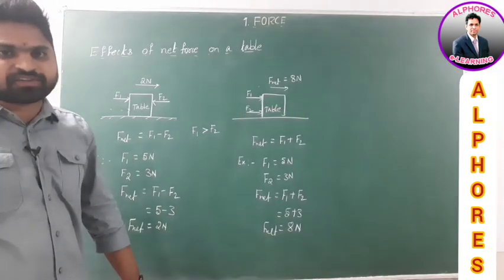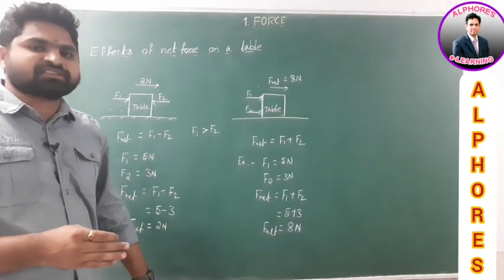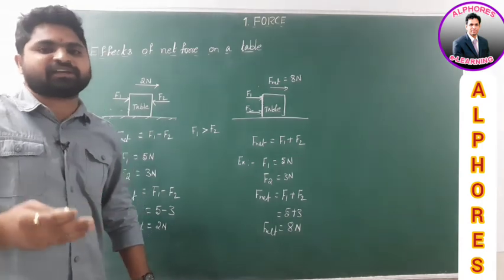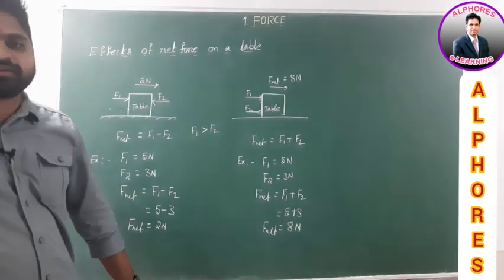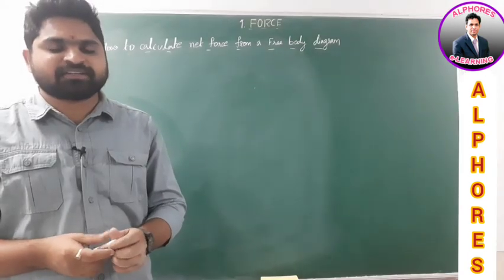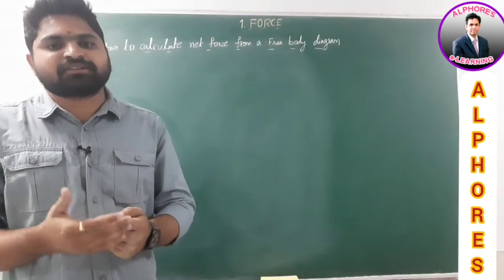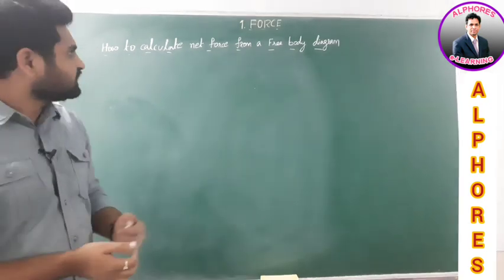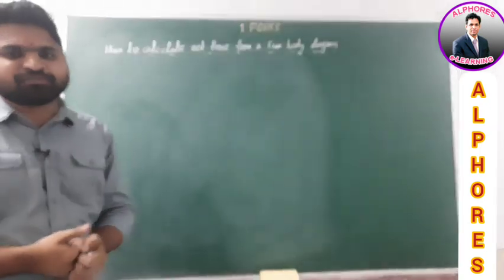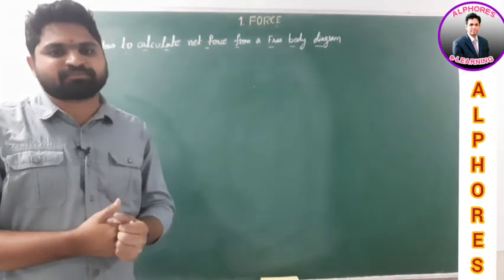That covers the resultant forces when two forces act on an object in the same direction and when two forces act on the object in opposite directions. Okay, in the previous topic we learned about the net force acting on a body. The next topic is how to calculate net force from the free body diagram.